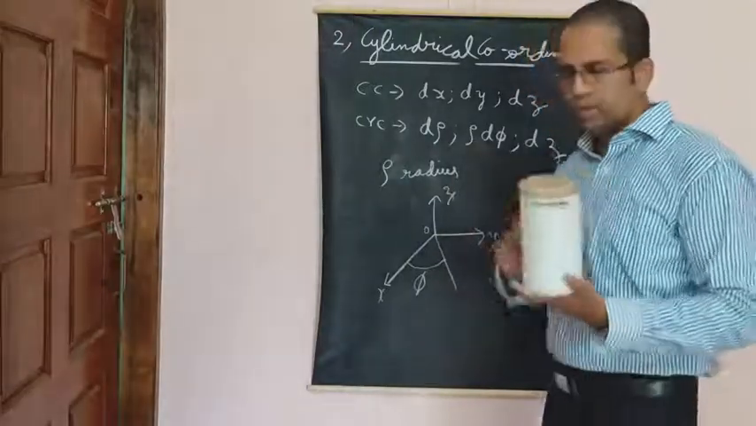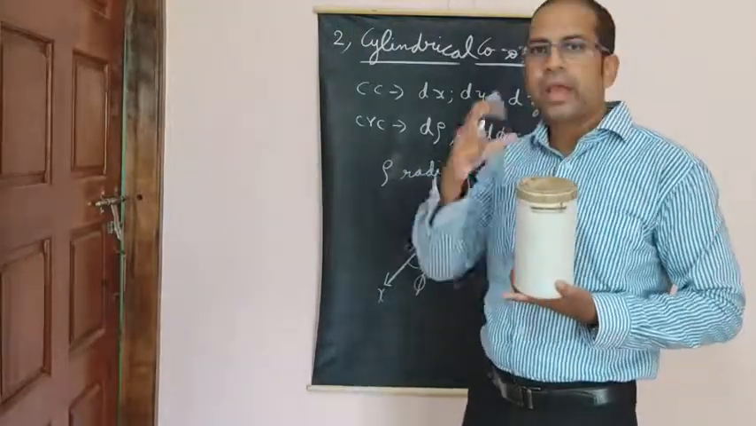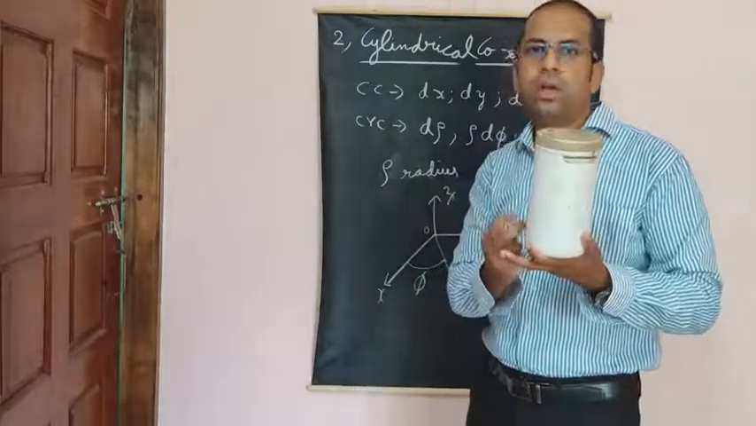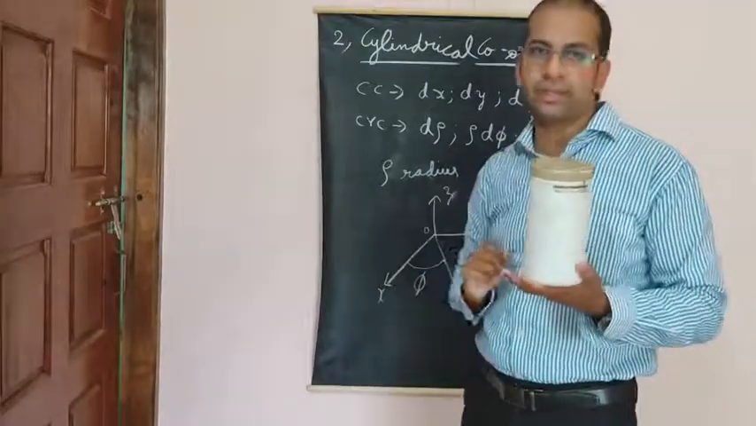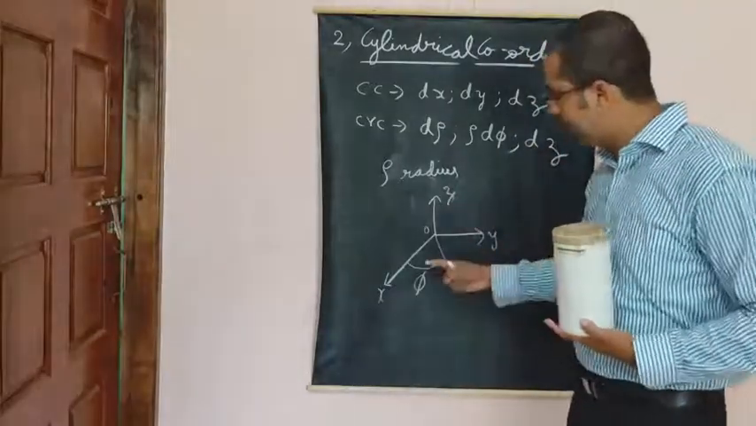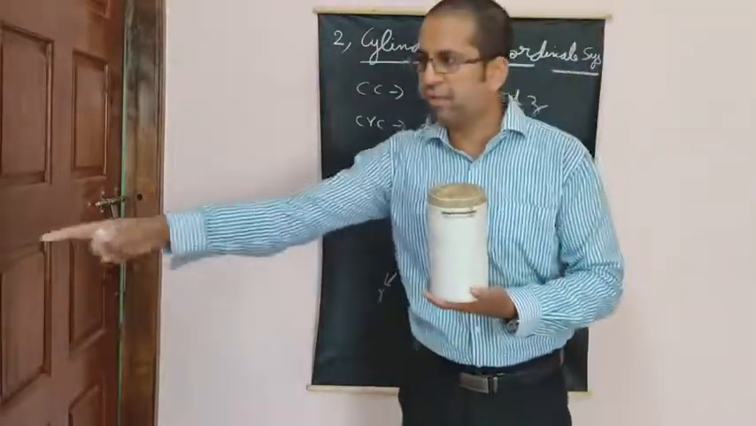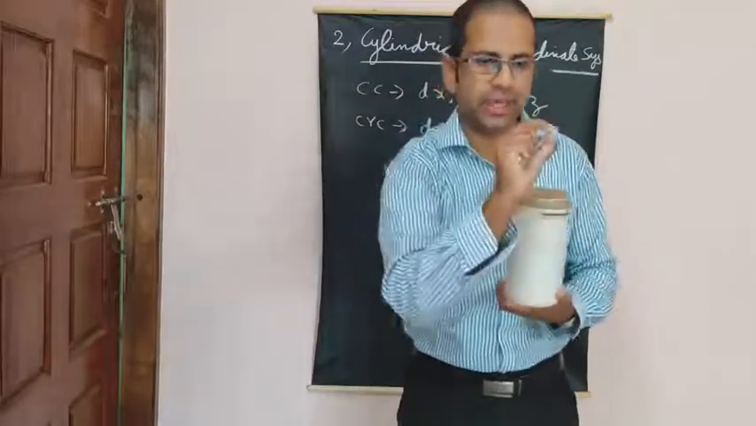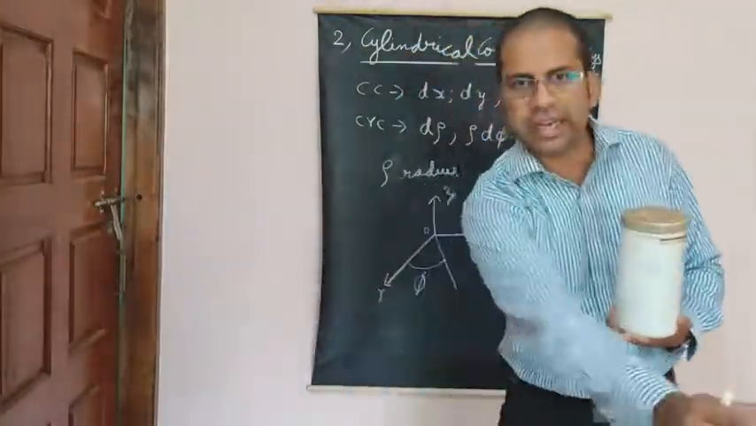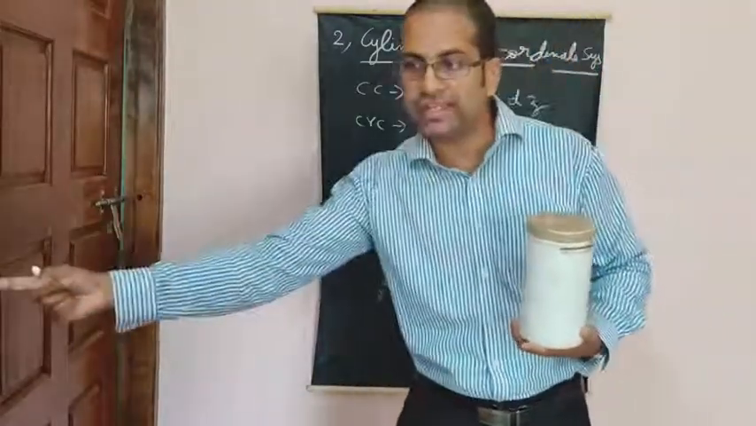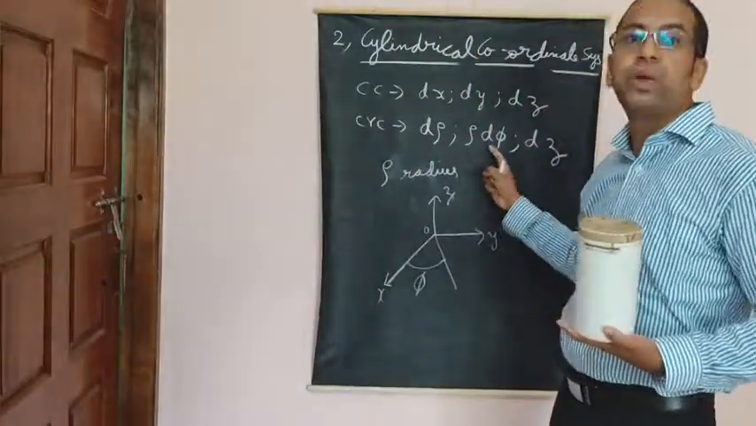Understand, there are 3 differential lengths. One is across the radius, from the center. That is taken as d rho. Another is along the z-axis. As dz increases, the height of the cylinder increases. Next is the angle. If I take a point anywhere, then from the x-axis, drawing a straight line from the origin to that point, the angle is called phi. And the differential will be rho d phi.